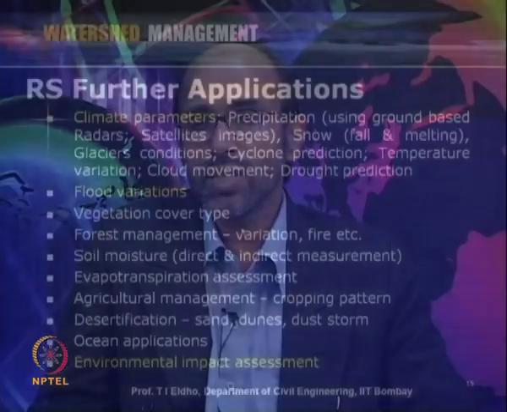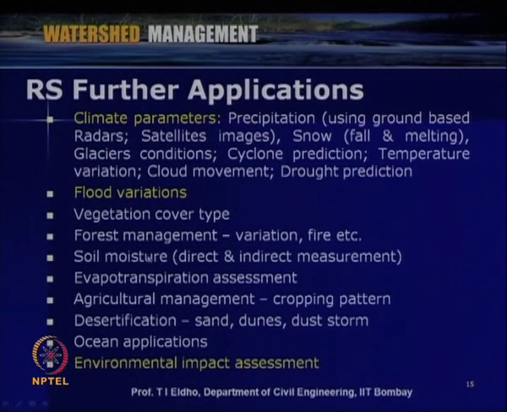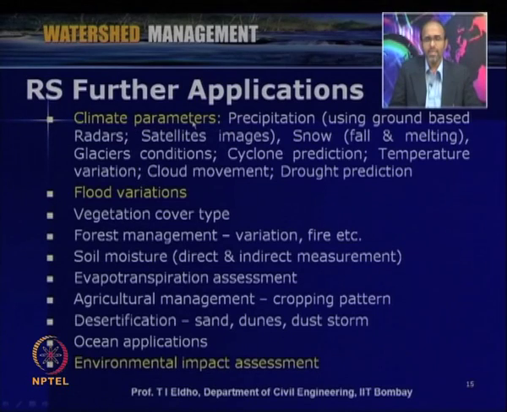So that way, remote sensing has a number of applications as far as groundwater is concerned. Now let us look into further applications of remote sensing. Further applications: we can identify a number of climate parameters using remote sensing, like precipitation, using ground based radars or satellite images. Nowadays, instead of getting rainfall or precipitation using automatic or non-automatic gauges, we can use radar based systems which can give the rainfall variation over a larger area in a very accurate way. So radar data or satellite images can be used.